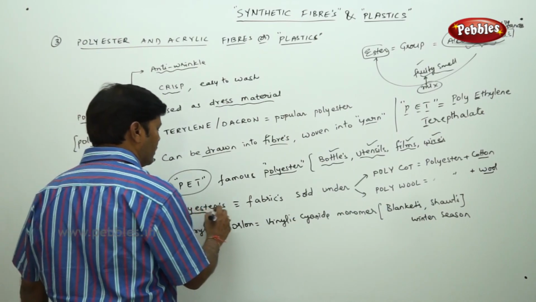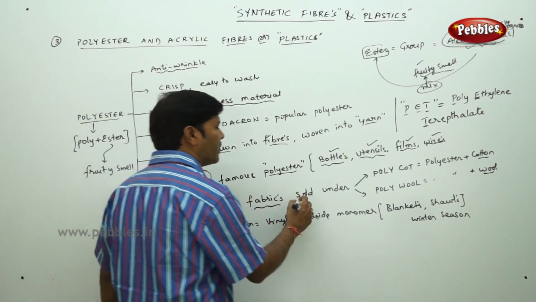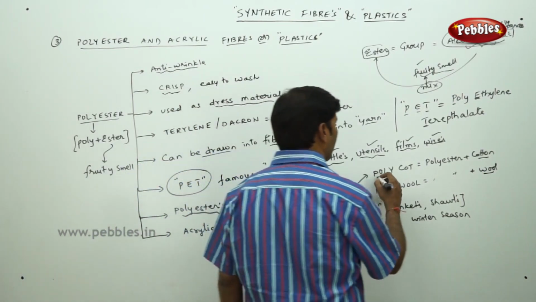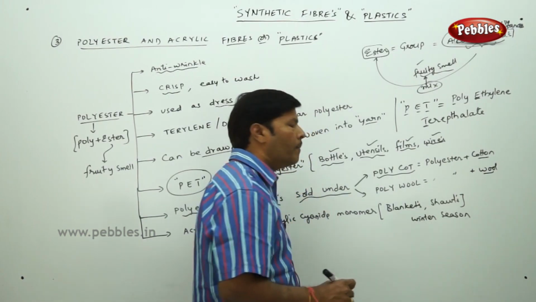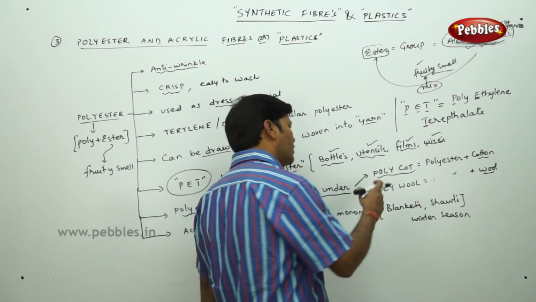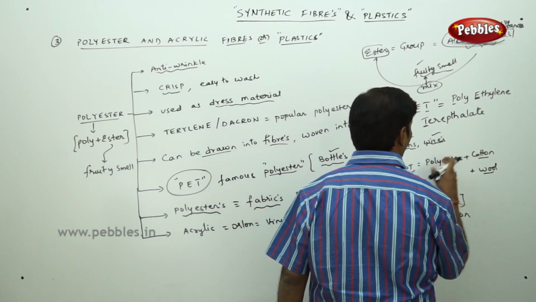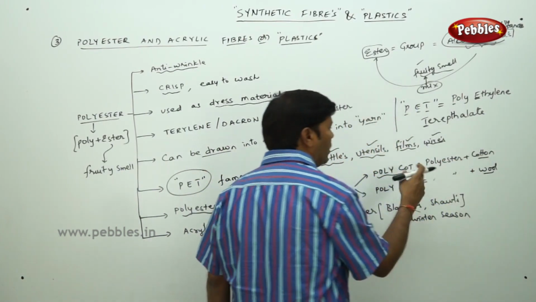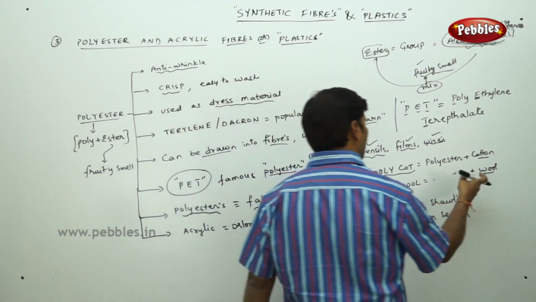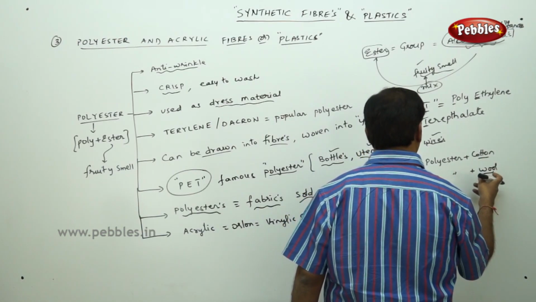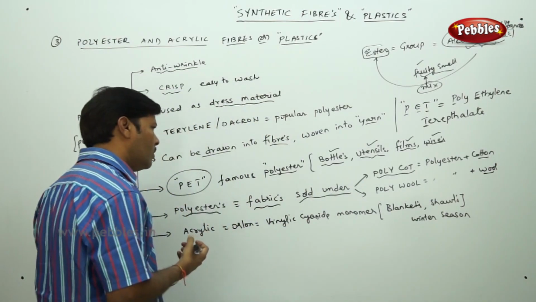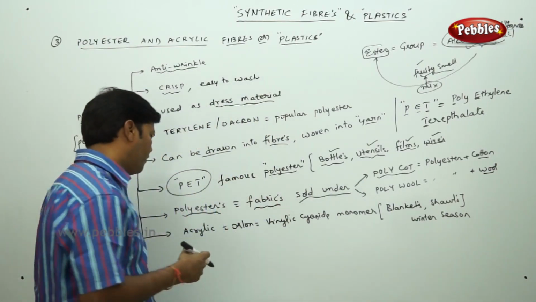Then polyesters can be called fabrics, and they are sold under different names and terminology. One we call polycotton. Cotton shirts are very famous. Polycotton is made up of cotton and polyester. Then polywool is made up of polyester plus wool. It is used in woolen sweaters, winter sweaters, and anti-cold sweaters. Polycotton has more absorption capacity for water, and it releases heat from the surface of the body.